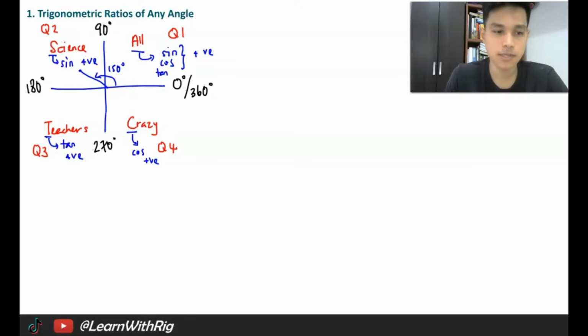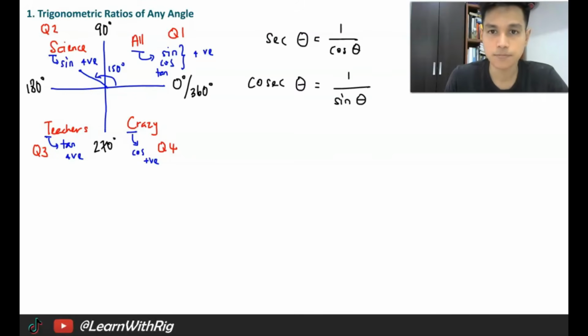Okay, you've already learned sine, cos, tangent. So now you're going to learn the new one, which is secant. Okay, S-E-C-A-N-T, but just short form is sec. Okay, so secant theta is equals to 1 over cos theta. Okay, secant theta is 1 over cos theta. And then you have cosecant. So in short is cosec. Okay, cosecant theta is equals to 1 over sine theta.